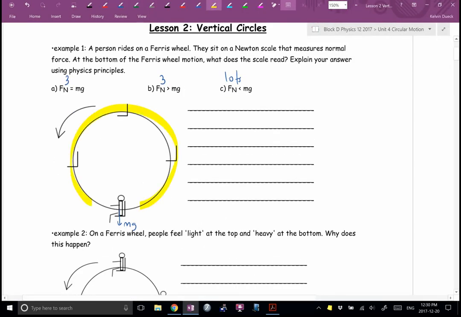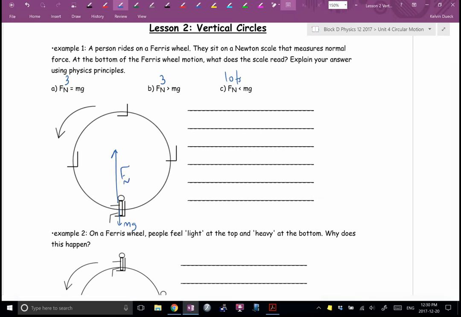Circle. No, even more basic. What path is this person tracing out? A circle. So where must the net winning force be pointing? Toward the center. What force would be pointing up towards the center? The normal force would have to be pointing toward the center, and it has to be the winning force.